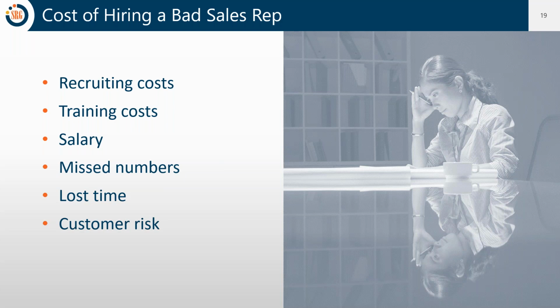You have recruiting costs, training costs, salary. You risk missing your number. Probably 2 of the biggest things are lost time, just the amount of time a manager wastes with a hire that didn't work out is huge, and also customer risk. And I know, Norm, this is something that you've seen a lot. Tell me a little bit, when you talk about customer risk, how you've seen that manifest itself.